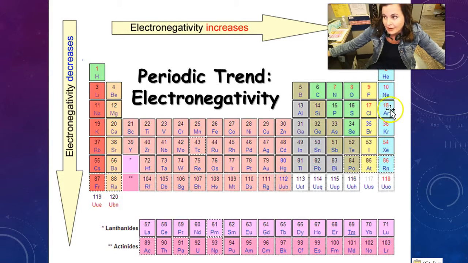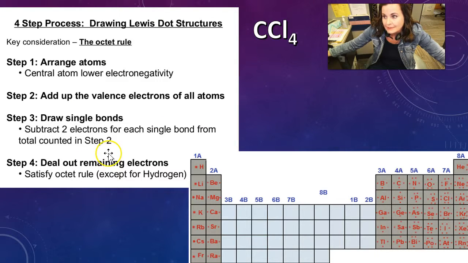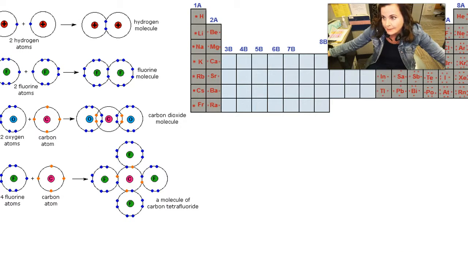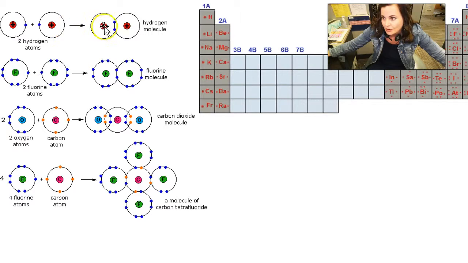These guys here, because they are the noble gases, they are not electrically negative at all. So we want to have our central atom as far away from fluorine as possible. That's the key here. Our central atom as far away from fluorine as possible. The second step is to add up all the valence electrons of all the atoms that form that molecule. For example, with hydrogen, H2, there are 2 valence electrons. So that's what we would add up. With diatomic fluorine here, there are 14 valence electrons. So that's what we would add up.